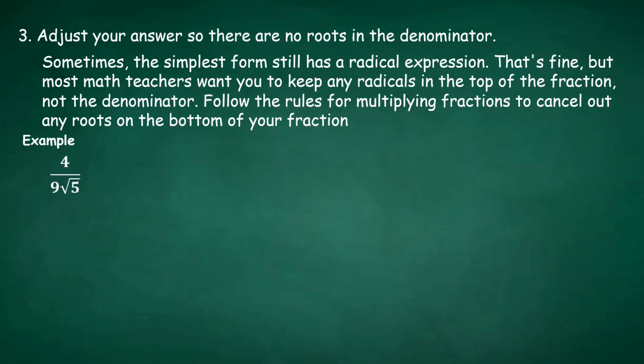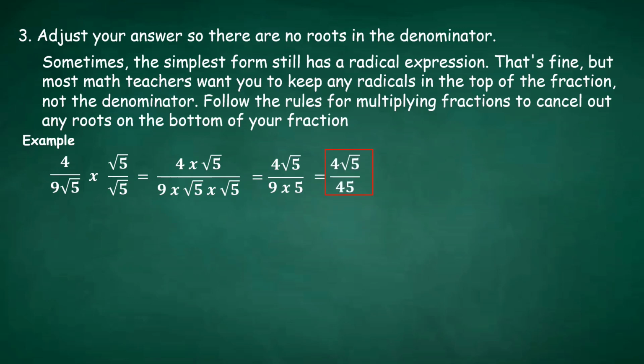Examples. 4 over 9 square root of 5. We need to get rid of radicals in the denominator, so multiply by square root of 5 over square root of 5, so that we can cancel the square root of 5 in the denominator. 4 times the square root of 5 is equal to 4 square root of 5, and 9 times square root of 5 times square root of 5 is equal to 9 times 5. It is because square root of 5 times square root of 5 equals 5. So the final answer is 4 square root of 5 over 45.